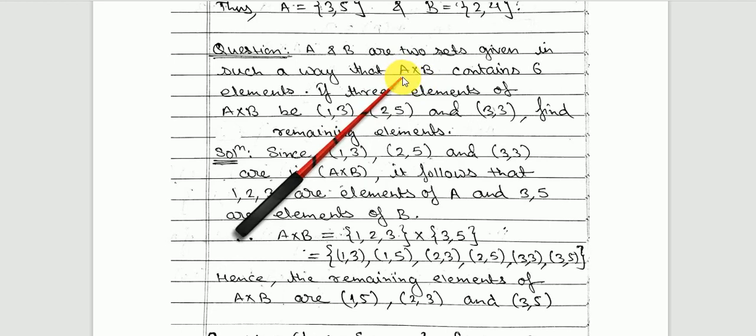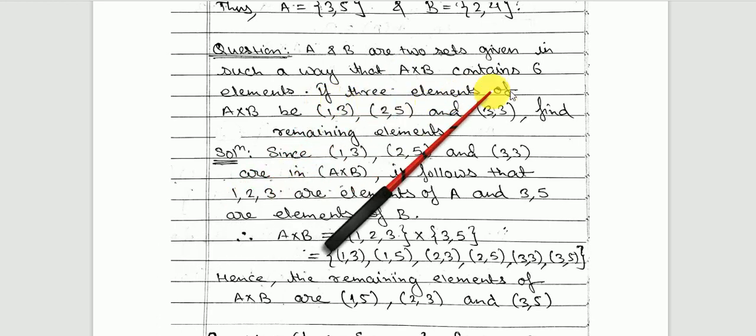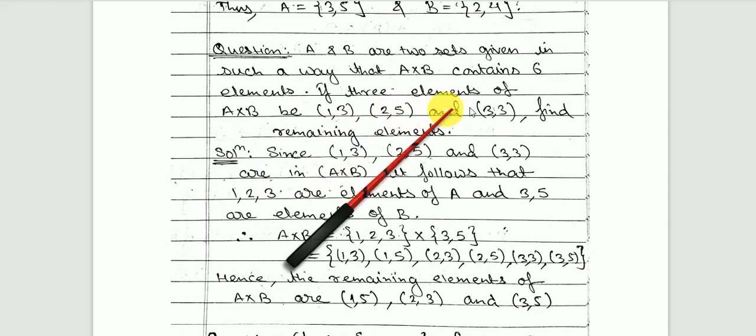A can have 3 elements, then B will have 2. If B has 3, then A will have 2. Or A has 1 element, then B has 6 elements. Or B has 1 element, then A has 6 elements. So these are the possibilities. Next it says that if 3 elements of A cross B are (1, 3), (2, 5) and (3, 3), find the remaining elements.